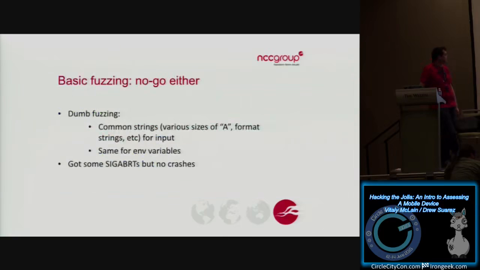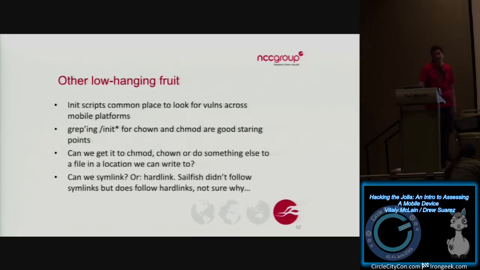Fuzzing didn't get us very far. We got some weird things, but no real exploitable crashes yet, so I'm not going to spend too much time on it. But there's other low-hanging fruit, and this is new. I just got done talking to Jolla about this, so we talk about it. Init script. A lot of Android bugs come from init script, and I knew that there would be some interesting things here. So if you grep init and you look for chown and chmod, you can get some interesting things that are happening.